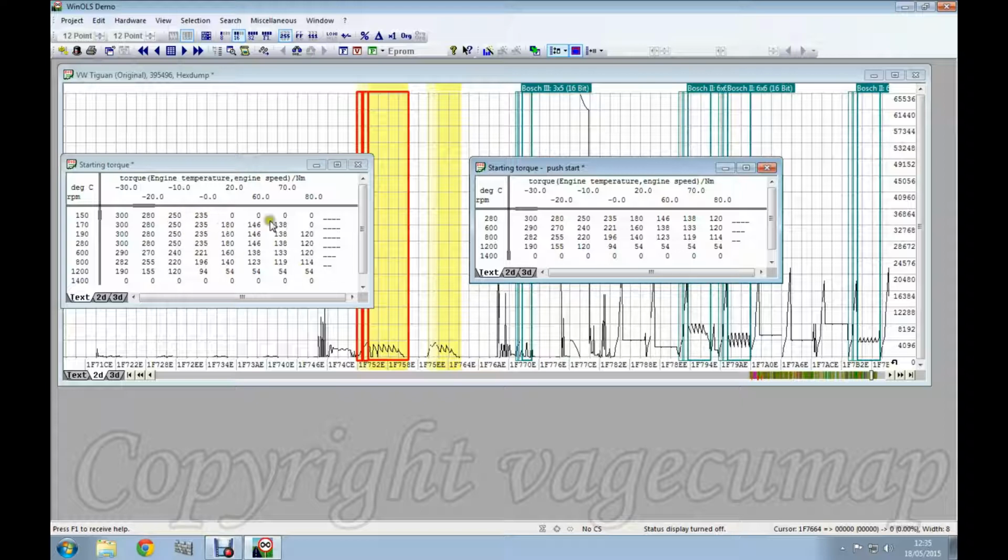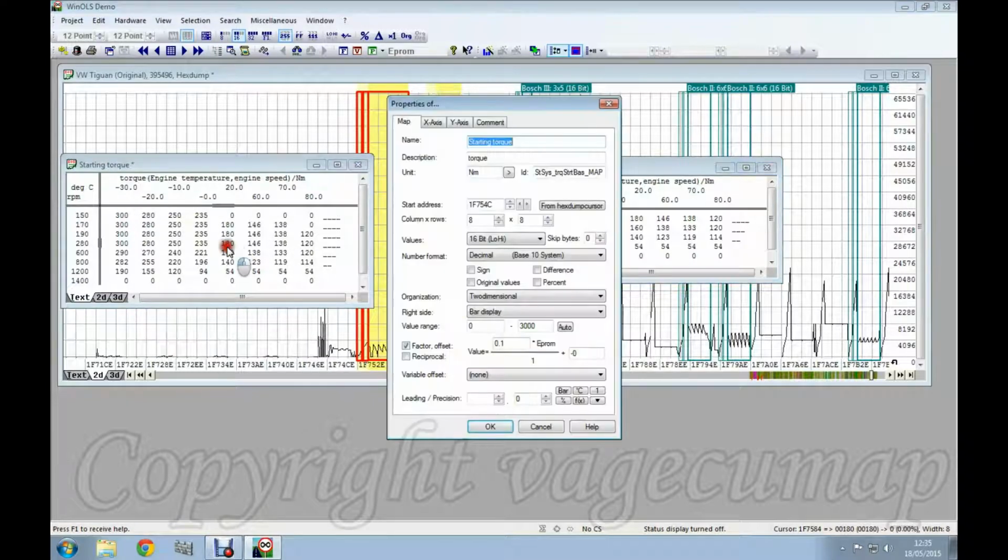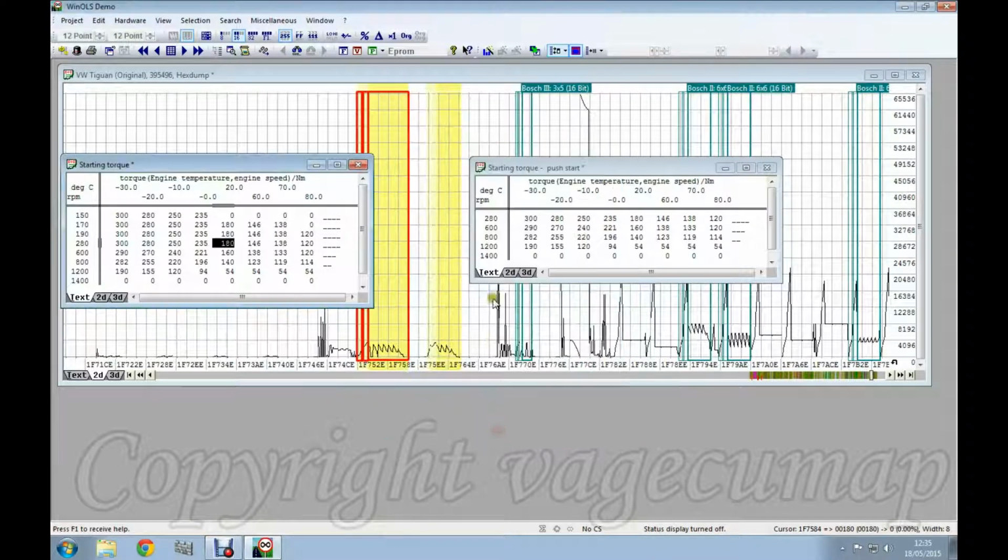And the figures here, the actual figures that you get out, as you can see, are the torque in Newton meters. So the factor is 0.1. So very simple, very easy to understand, and of course there is no real need for you ever to change those values.